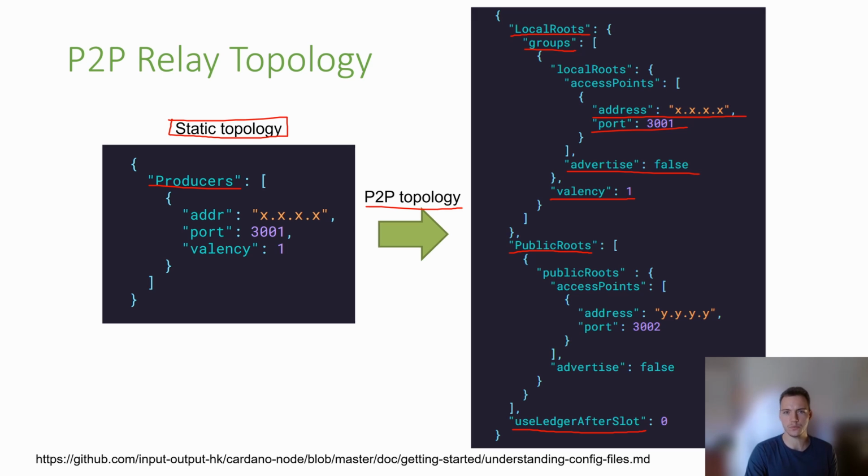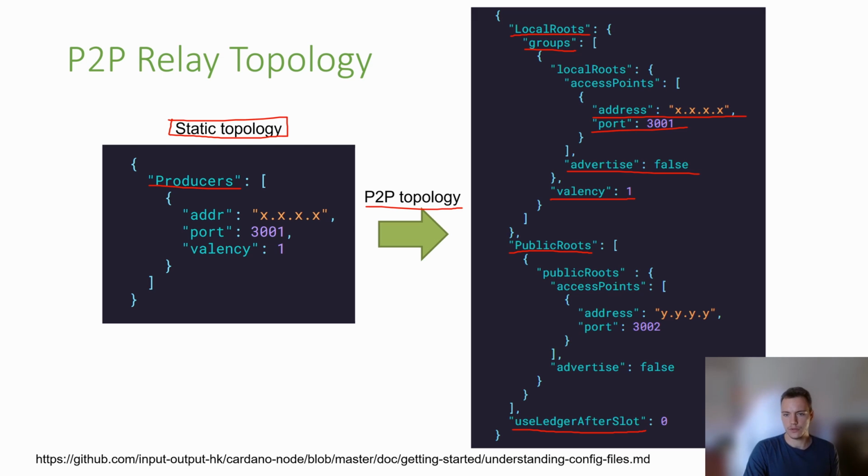So gossiping is not yet implemented, and I guess the advertise flag means, do you want to tell other nodes about these nodes or not? So for example, for a relay node, you would definitely want to have your block producer here, and in which case you definitely wouldn't want to advertise that node to other nodes. You want to keep it hidden and only known to your relay nodes.